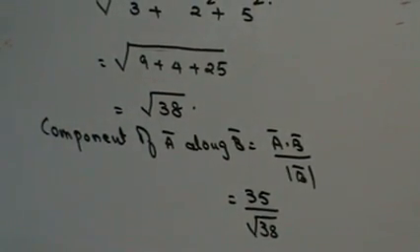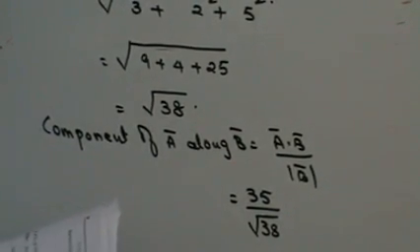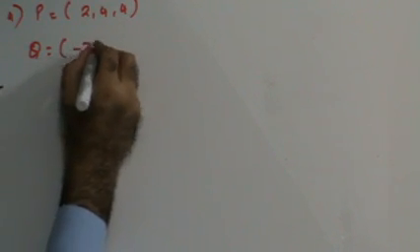Fine. Take down the next one please. In the Cartesian coordinate system, the coordinates of 2 points P and Q are 2, 4, 4 and minus 2, minus 3, 7. Find PQ vector and its magnitude.